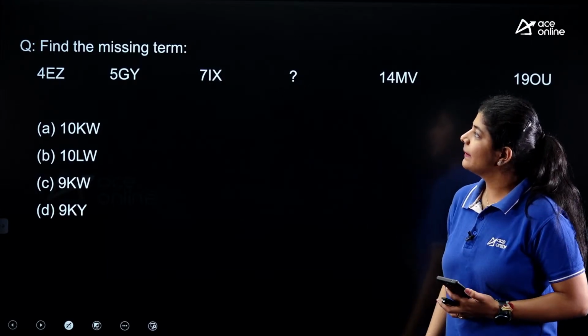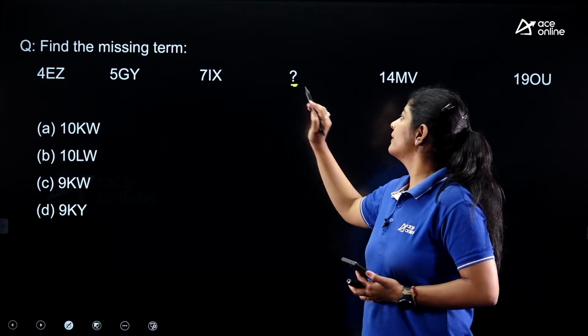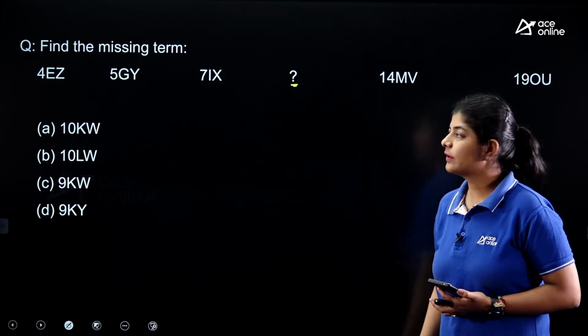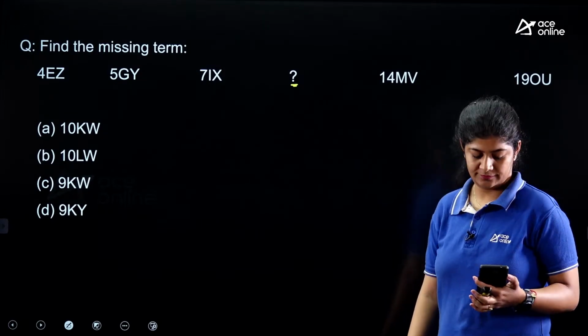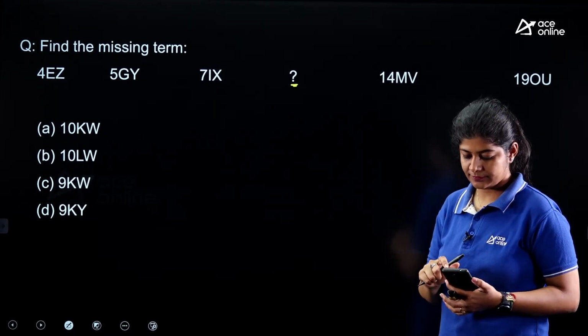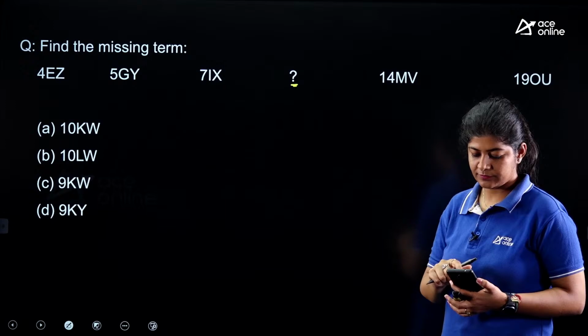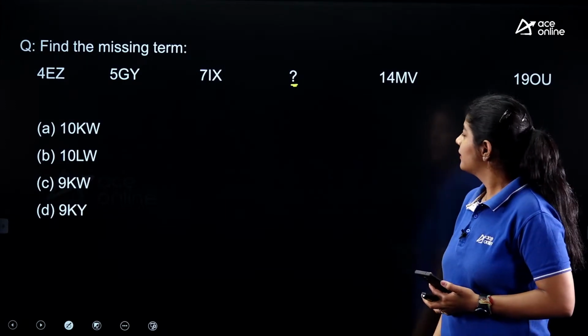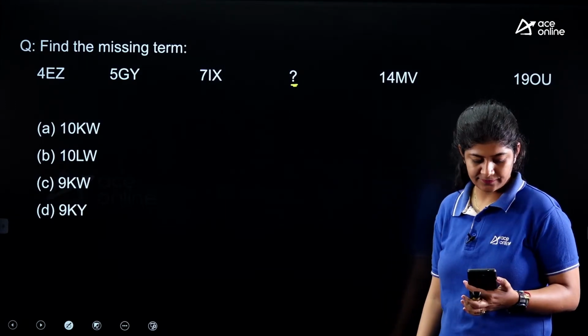Okay. Find the missing term. Here I have one missing term and I need to figure it out. This is a very simple one.